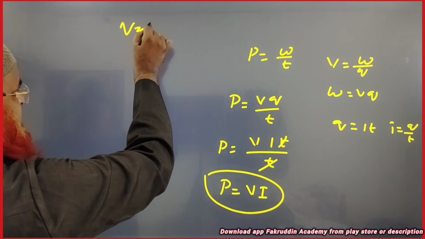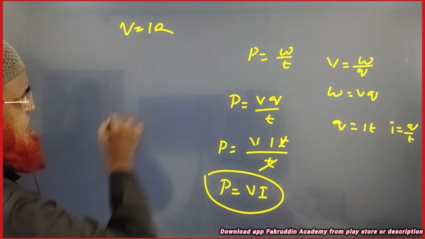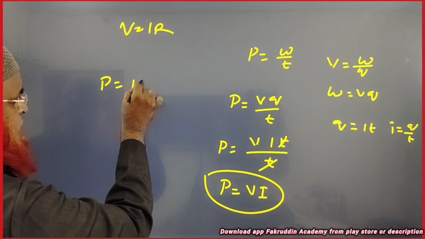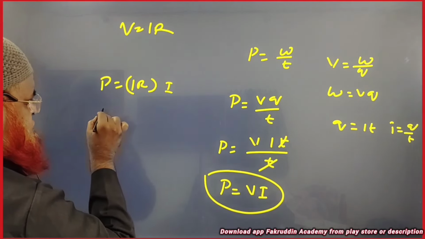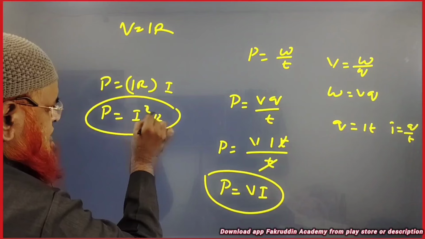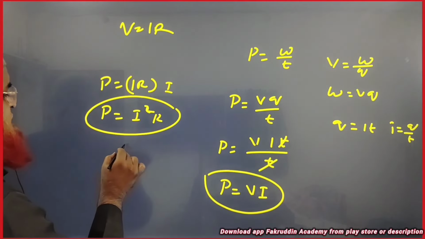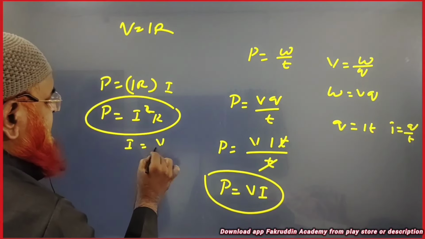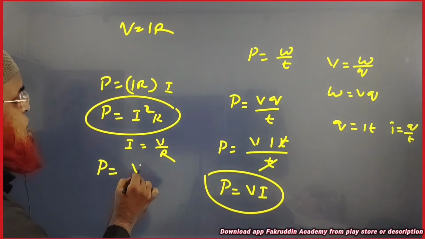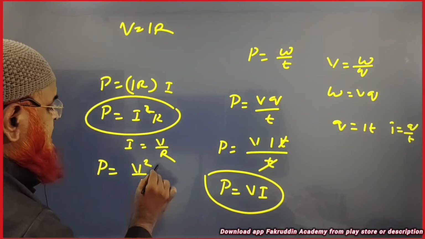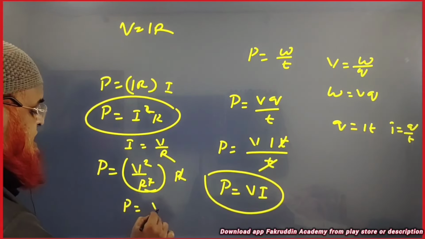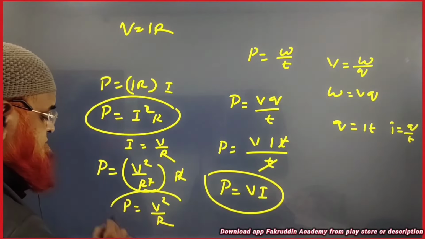And you also know V is equal to IR. You will substitute here. You will be getting how much? Power is equal to I into R into I. So therefore power is equal to I square R. This is one formula you have to remember. The next formula is, you also know I is equal to V by R according to Ohm's law. So we'll be writing power is equal to V square by R square into R. So R gets cancelled. Power is equal to V square by R.